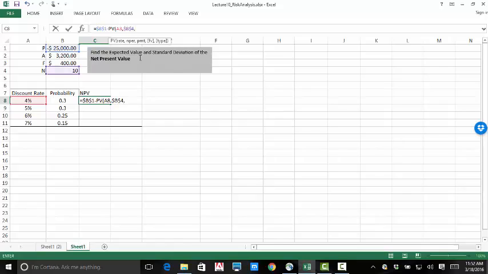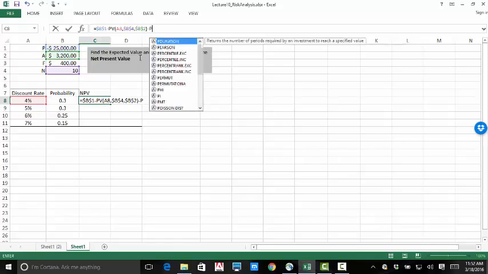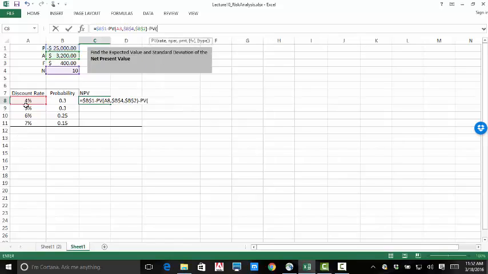And then our payment is $B$2, minus PV again of the rate, and per, not a payment, it's a future value of B3. So we get this to be our net present value. If the discount rate is 4%, the net present value is $1,225. Let's copy this down. You can see as the discount rate goes up, our net present value goes down, right?